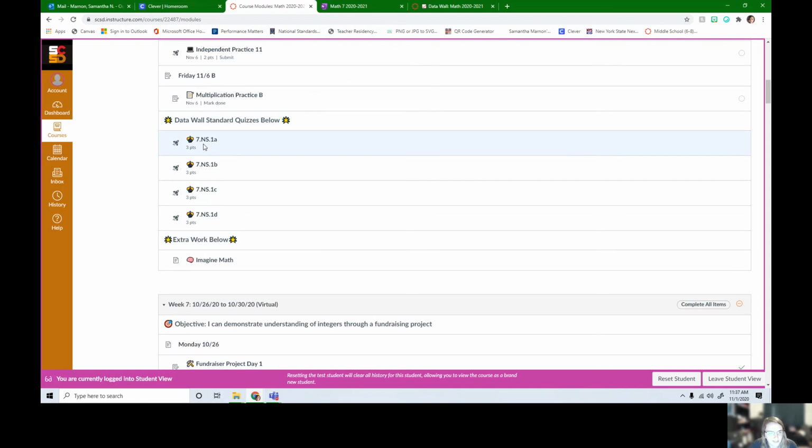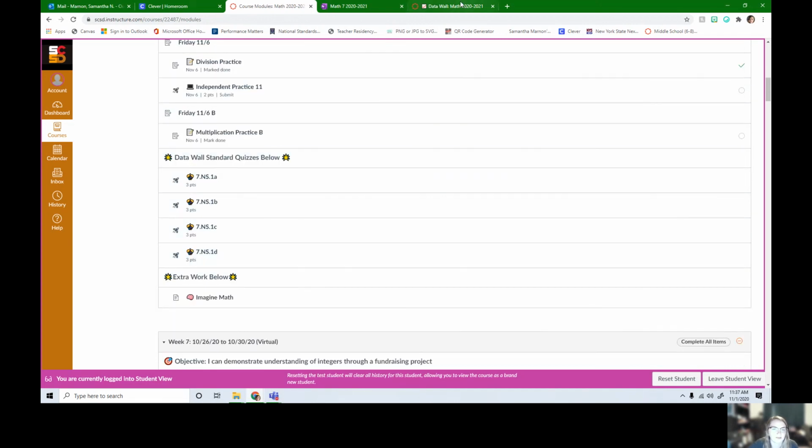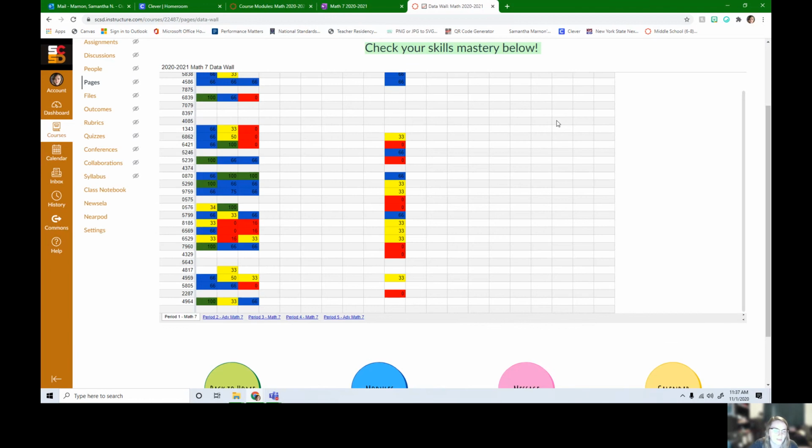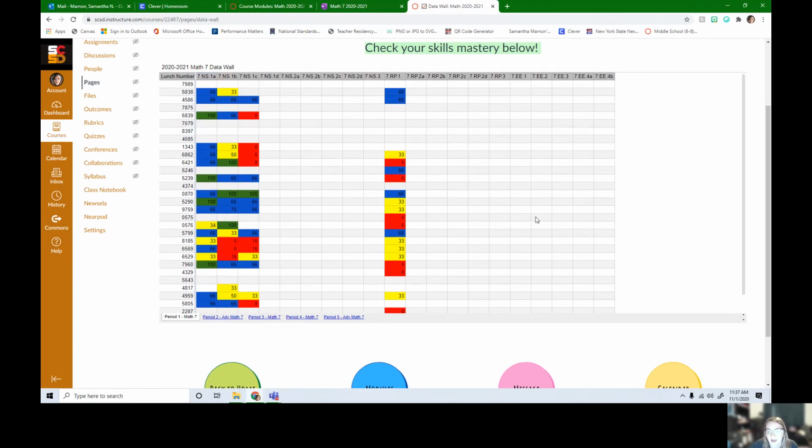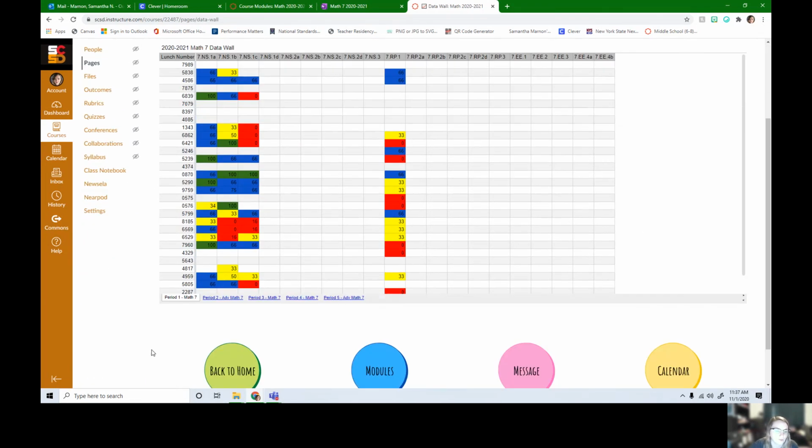So we have 7NS1A, additive inverse; 1B, adding rational numbers; 1C, subtracting rational numbers; and 1D, using properties to add and subtract. I already have the data wall open. They can access this from the home page, or you can access it right on my web page as I've shown before.